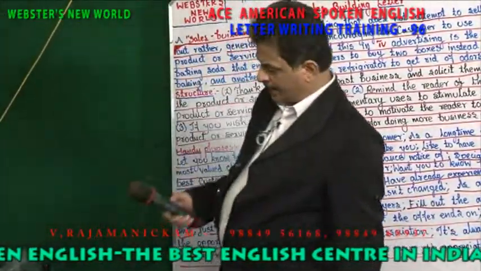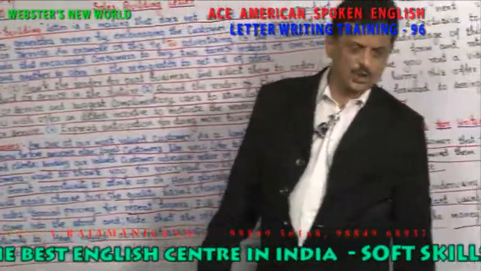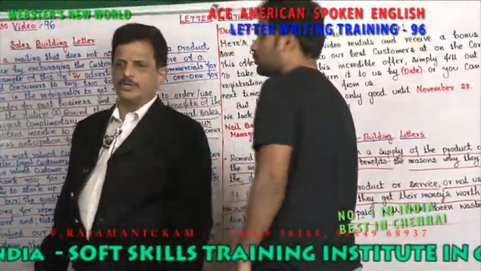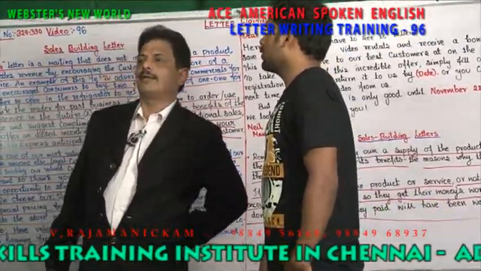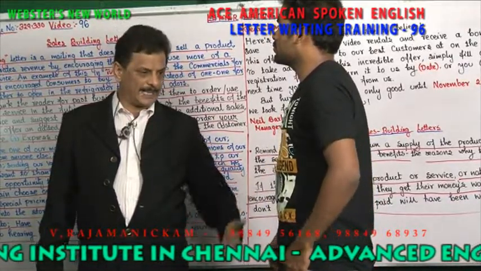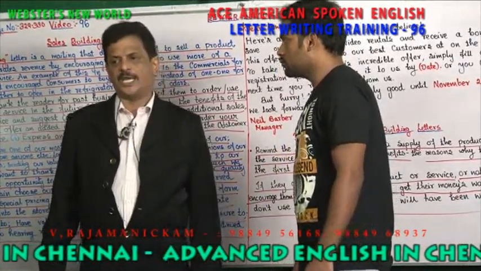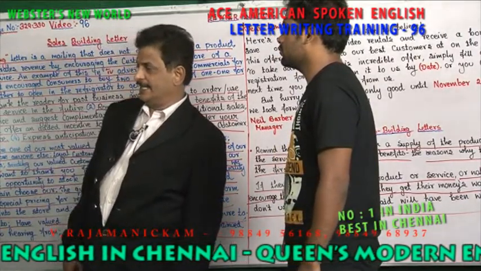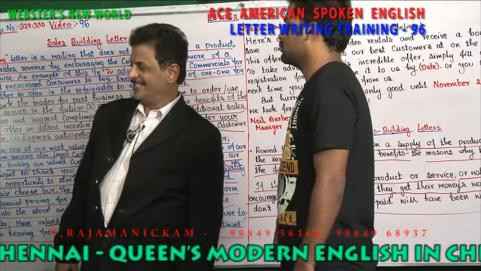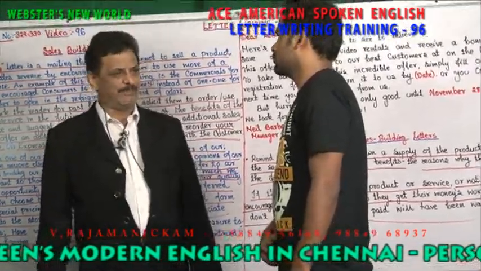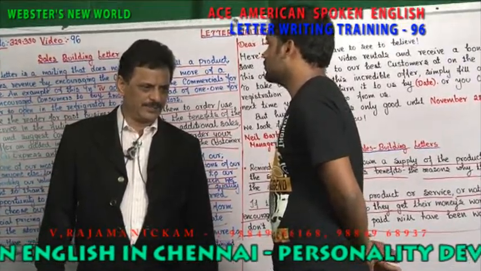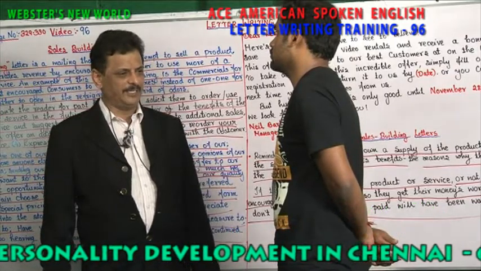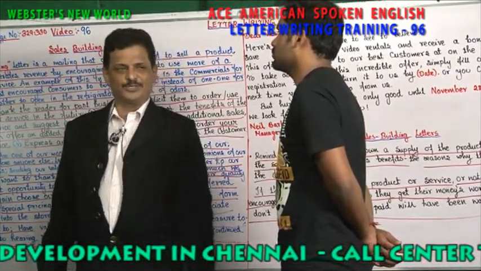You are Vasant Stores in Chennai. They sell all the domestic products like TV, computers, furniture, home appliances. So you are writing to your customers saying that if you buy one television, you will be getting a CD, a VCD camera. If you buy a big television, you can get a small television as a complimentary, so that you can use it in your drawing room or in your kitchen also.